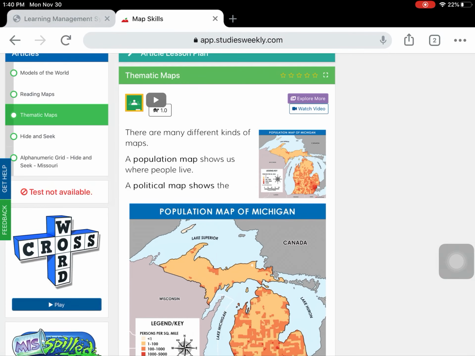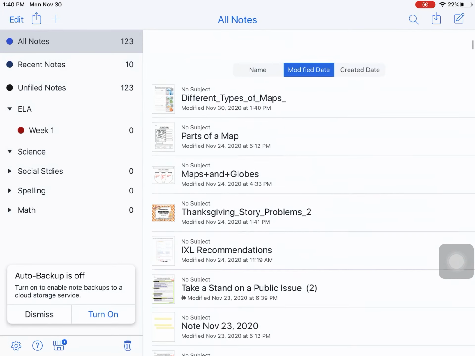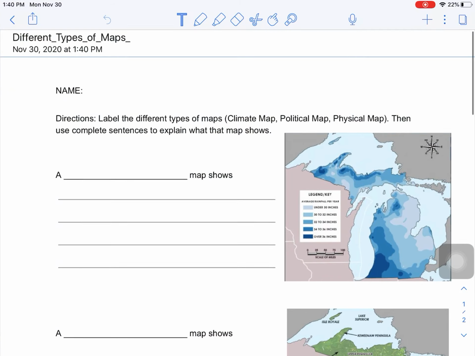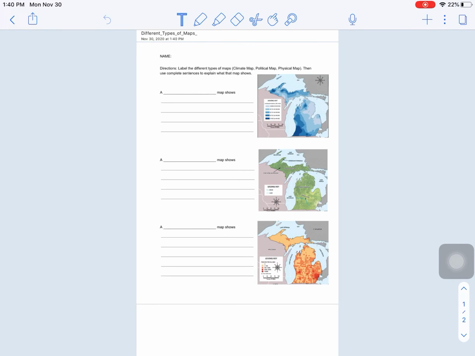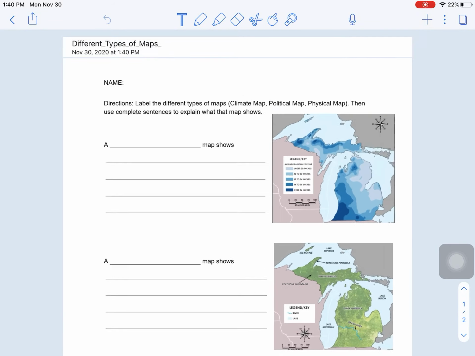Now I want to go in and go over our assignment. In Notability, you will be downloading this attachment next. Oh, not that one, sorry. You will be downloading this attachment next, and you'll be completing this in Notability and then submitting it back into Schoology. So your directions here. Label the different types of maps. You can choose from climate, political, or physical. Then use complete sentences to explain what the map shows.